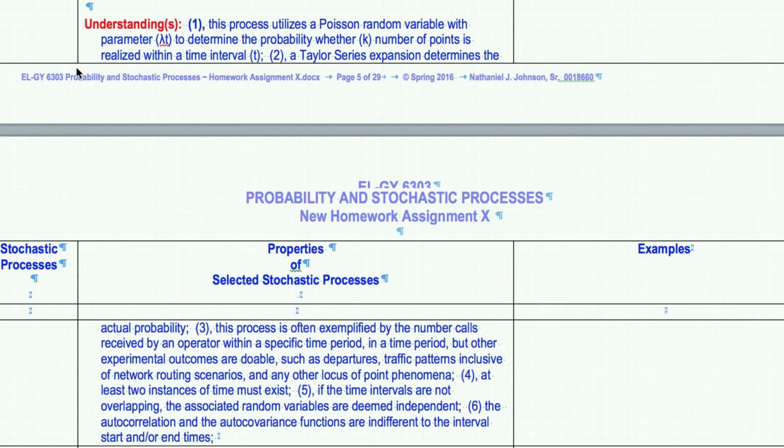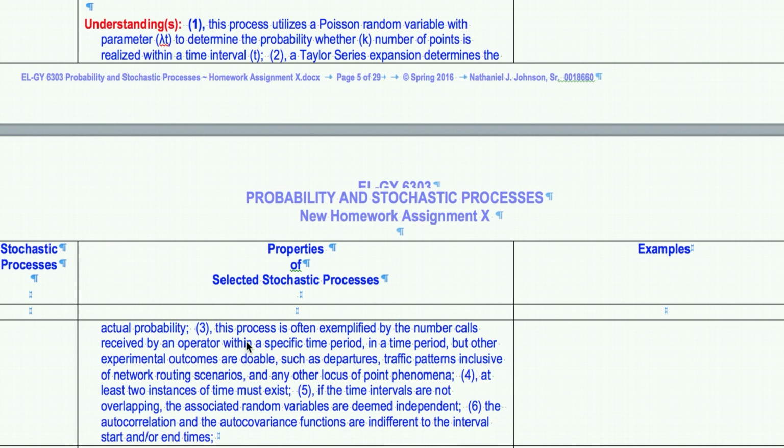This is a continuation of the overview of the Poisson process. The understandings are several. One, this process utilizes a Poisson random variable with the parameter lambda t to determine the probability of whether k, the number of points, is realized in a time interval t. Two, a Taylor series expansion determines the actual probability.